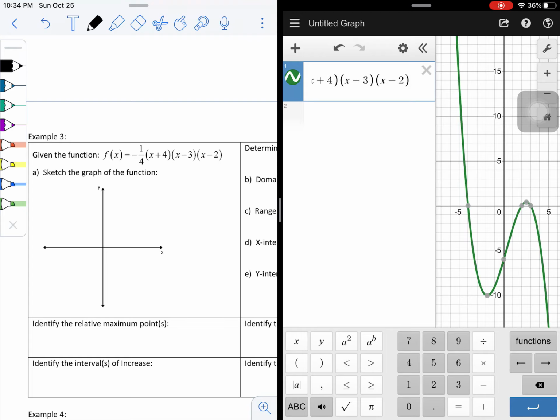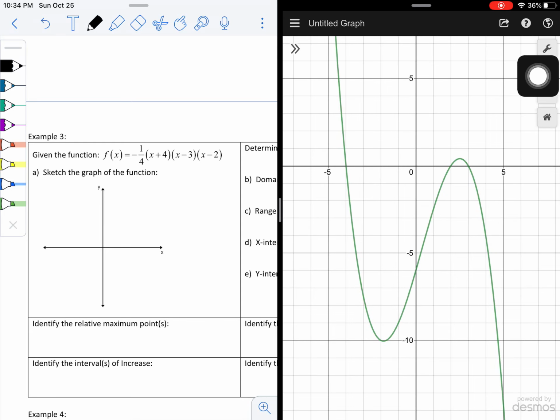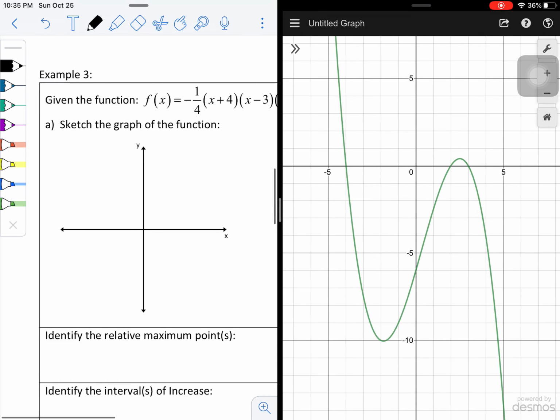Okay, I want to do a quick check to make sure that I didn't screw up my function in some way. So I'm just going to arrow over, make sure I've got all the right pieces. Okay, so negative 1/4 times x plus 4, x minus 3, x minus 2. Okay, got the right function. So I'm going to hit the double arrow to hide the function, so I'm just seeing the picture here. All right, so the first thing, sketch the graph. It doesn't have to be perfect. It's just to give me the idea that you know what's going on with your graph.